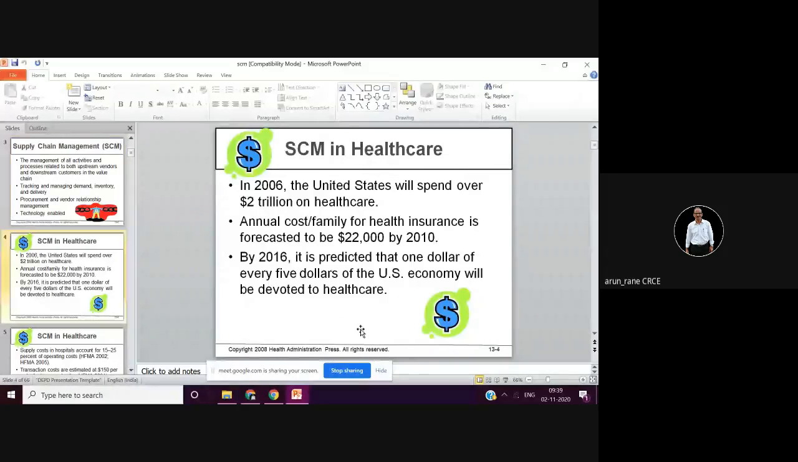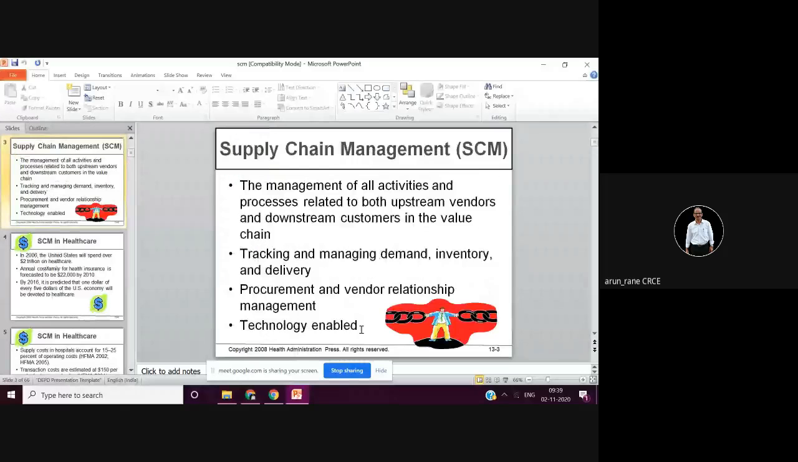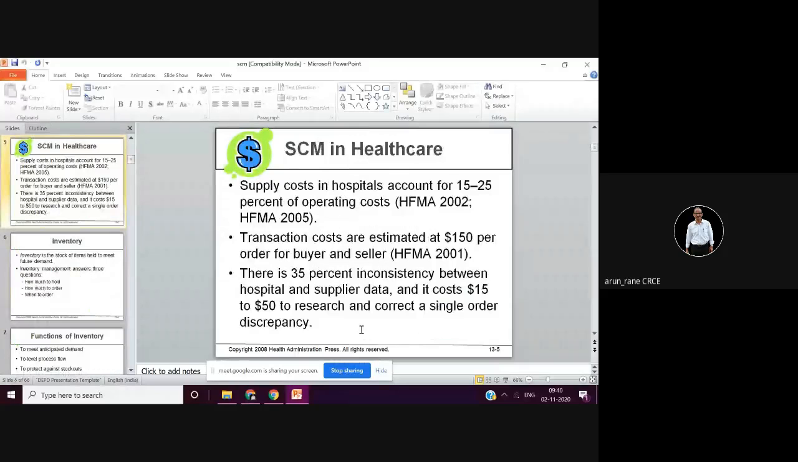Here there was a case study for healthcare, which we will not do. I have not uploaded this. What I will do is delete a few slides and then upload only what is required, like this slide. If somebody wants, they can go through the rest. If you want, I will upload both presentations: one required for examination purposes and another just for academic purposes.